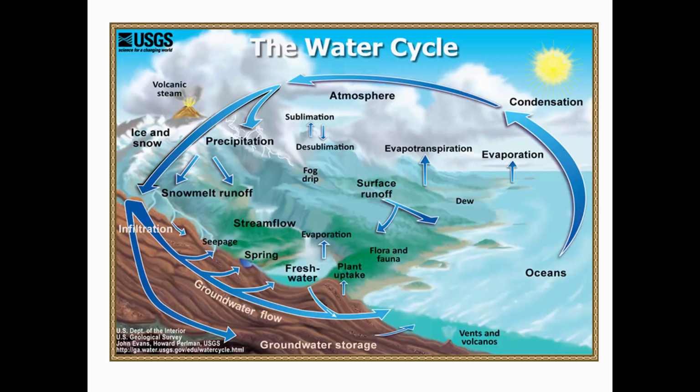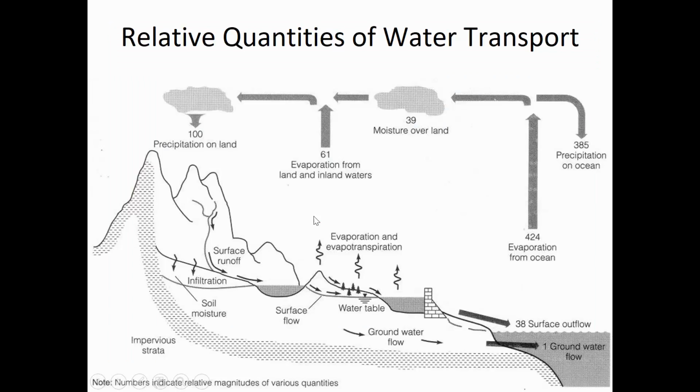And the only other thing that I wanted to point out is that there's a huge variation in the quantity of water that makes it from one place to another. And so this figure is similar to the one that we just looked at, except that it provides a relative amount to help you understand, for example, for every 100 units of rainfall that gets onto the land, there are 385 units of rainfall that go onto the ocean.